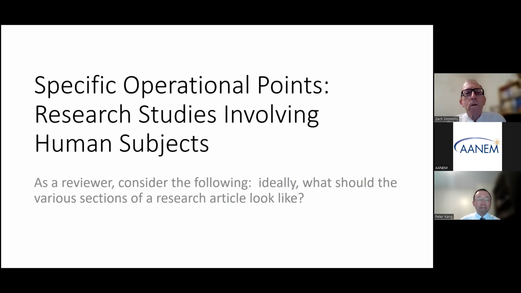So I want to look at it from an operational point of view. So as a reviewer, consider the following. Ideally, what should the various sections of a research article look like? And these would be things that you would think about if you were writing the article, but then when you're reviewing it, one should think about it the same sort of way.